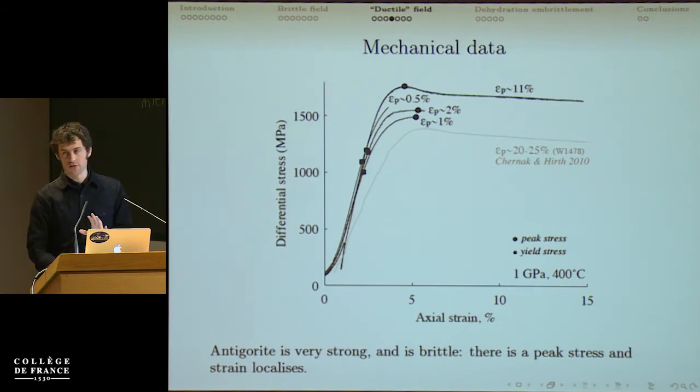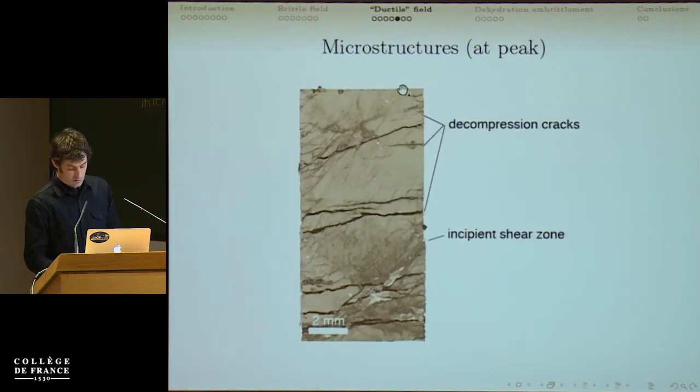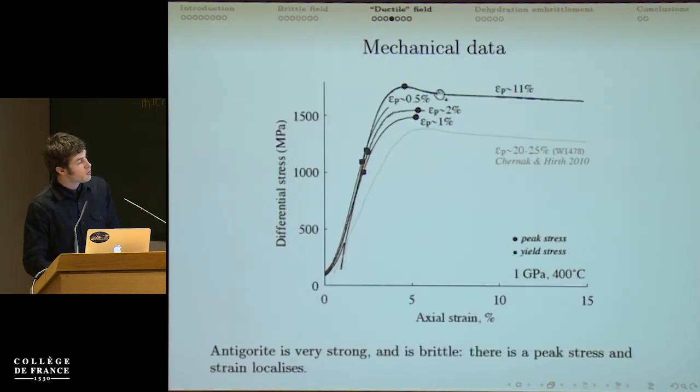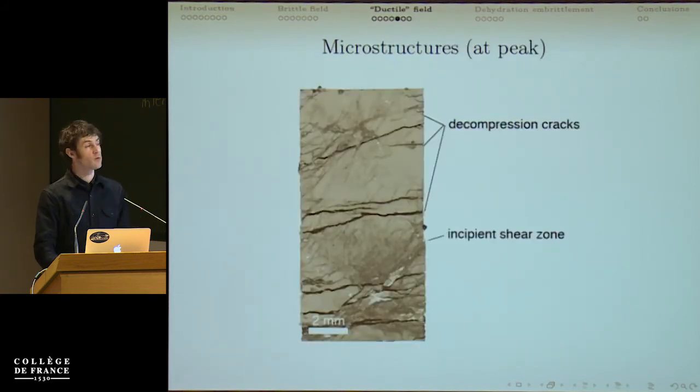A striking feature, look at the scale here. This is 1.5 GPa differential stress. You need a huge amount of stress to deform this rock, even though it's at 1 GPa and 400 degrees C. So antigorite is very strong, and it's also very brittle. If you look at this curve, there's a peak stress and a strain weakening. These features are typical of the brittle regime. Remind you, this is 1 GPa and 400 C. This is brittle, and there's one single fault plane in this rock.